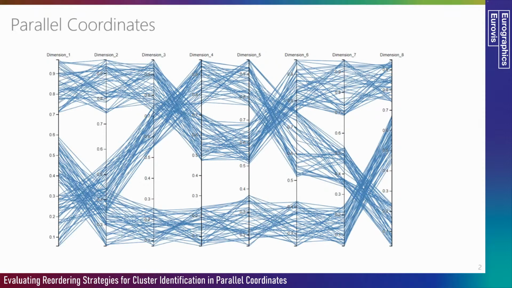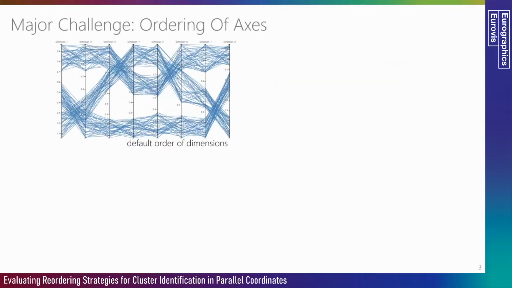Parallel coordinates are a popular and well-researched technique for high-dimensional data, which can be used to tackle a broad number of different analysis tasks. Each dimension is represented by a vertical bar, while data records are encoded as polylines spanning across the axis. One of the major challenges in parallel coordinates is how to arrange the axes.